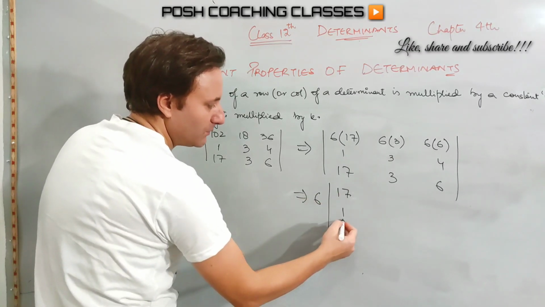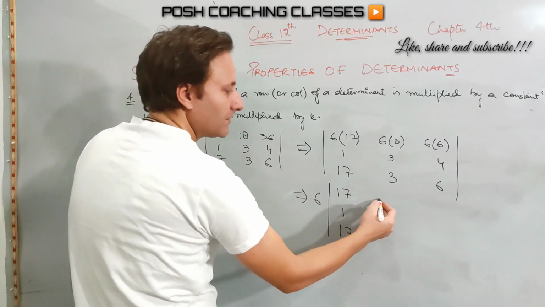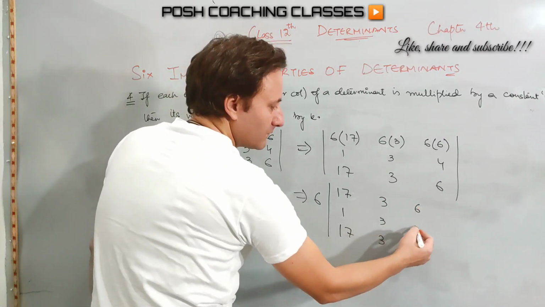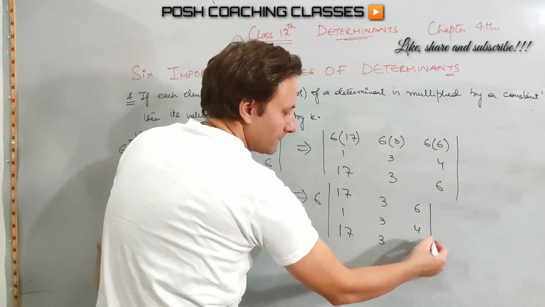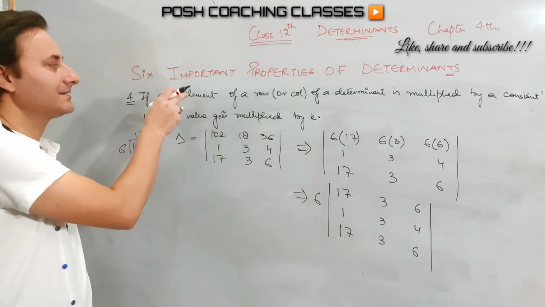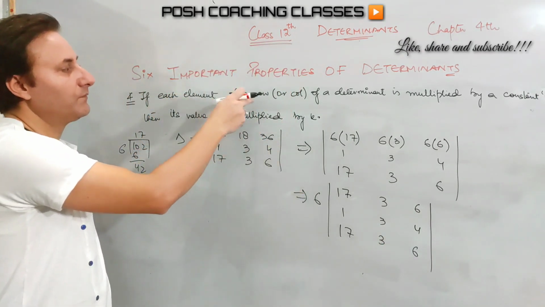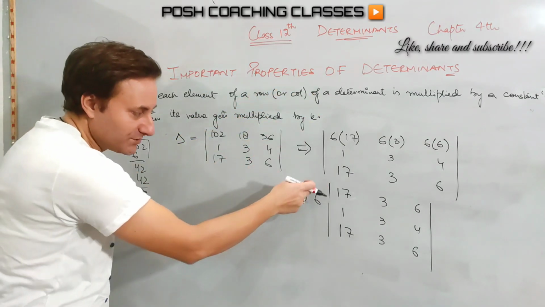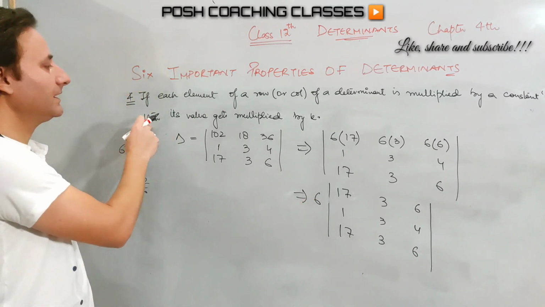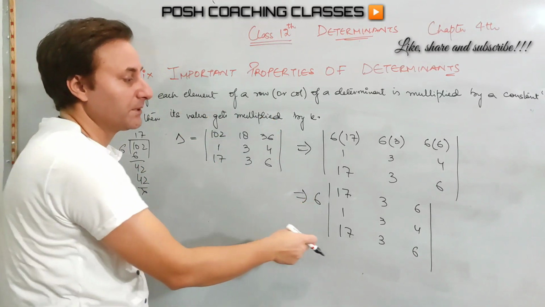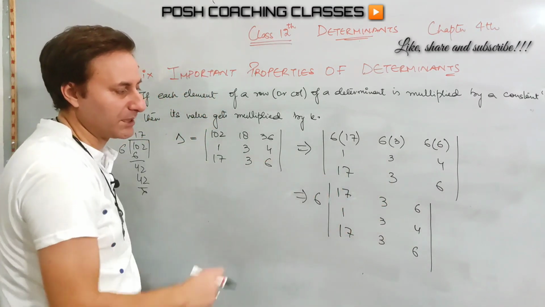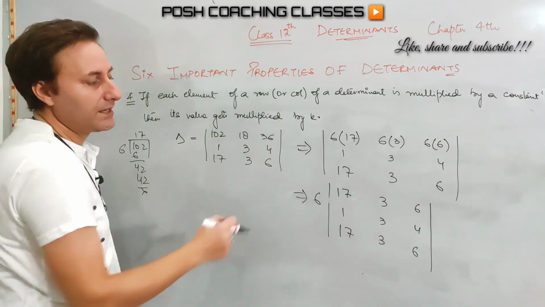I have 17, 1 and 17, 3, 3, 3, 6, 4 and 6. This is what it says: if the elements of a row or a column of a determinant are multiplied by a constant, then the determinant's value gets multiplied by k. So the k is 6 here.